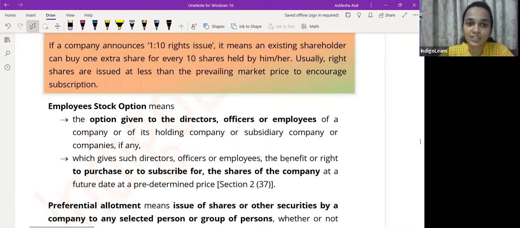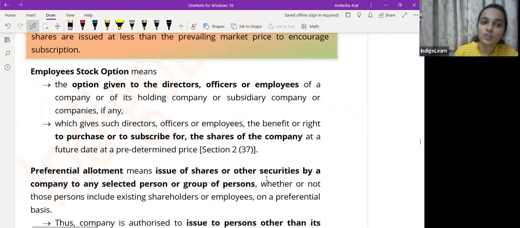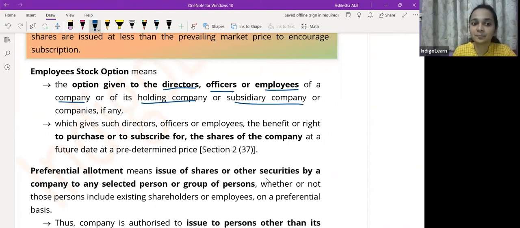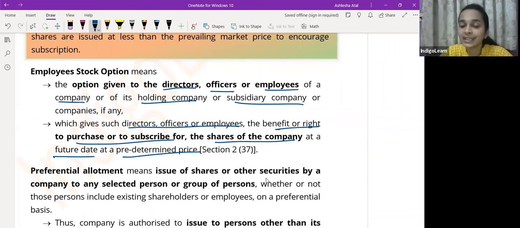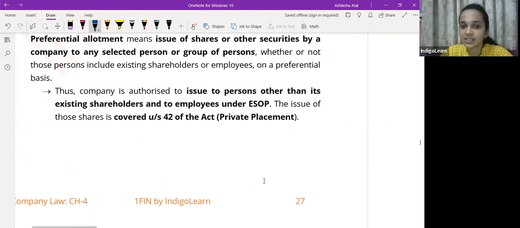So what are ESOPs? Employee stock option means the option given to directors, officers, or employees of a company or its holding company or its subsidiary company, which gives such directors, officers, or employees the benefit or right to purchase or subscribe for the shares of the company at a future date at a predetermined price. So in the future you will get that right, but the price we will decide today.